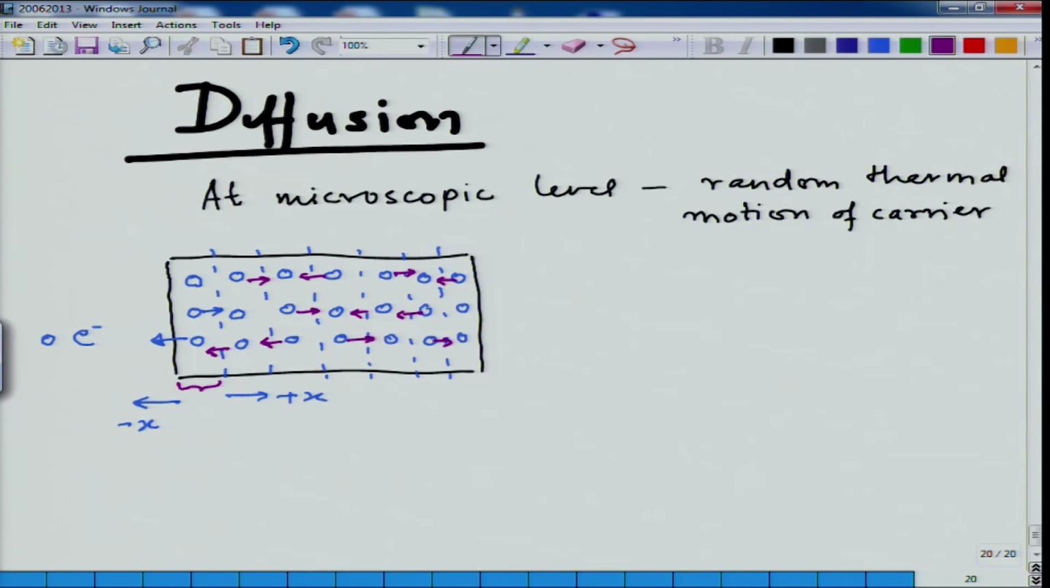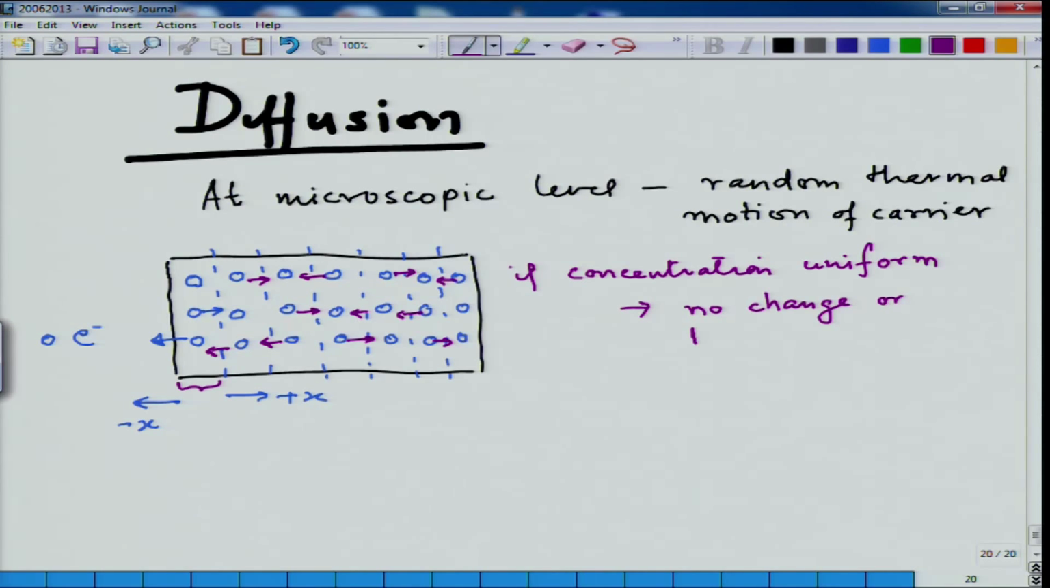So, because of this thermal motion, if the concentration is uniform for charge carriers, and when will that be? It will be when you have uniform doping of the semiconductor. Then, due to diffusion, due to this thermal random motion, you have no change or transportation of carriers.